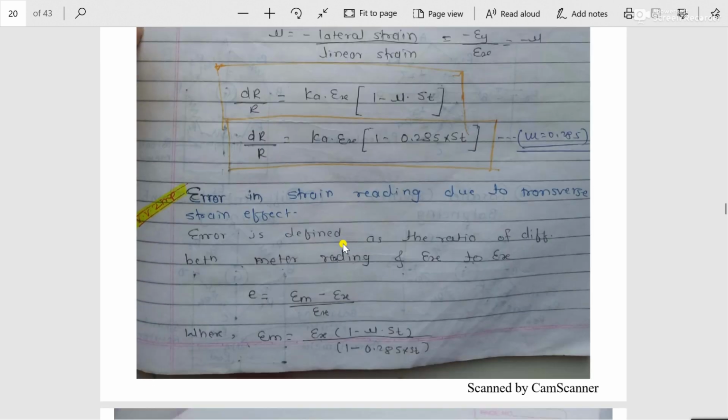And now, whatever error will be introduced, that error also I have to consider, and how that particular error is calculated. For the error calculation, the simple definition is that error is defined as the ratio of the difference between meter reading and epsilon x to epsilon x. In mathematical form, the small e represents the error, which is equal to epsilon m minus epsilon x, where epsilon m means the meter reading obtained from the display, minus epsilon x, the strain induced in the x direction, divided by epsilon x, again the strain induced in the x direction.